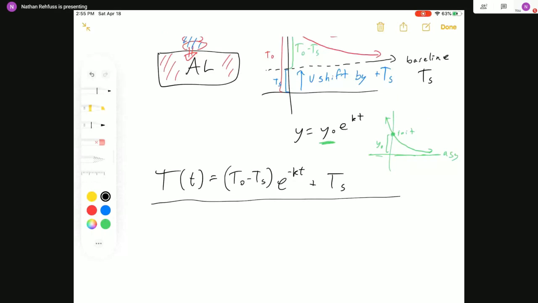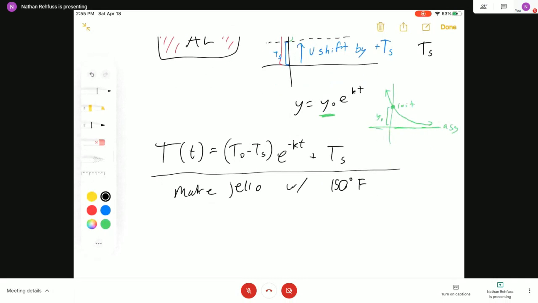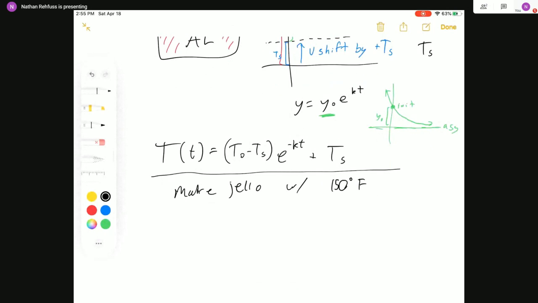Your recipe for Jello calls for 150 degree Fahrenheit water. That's how hot you have to mix the powder in to get everything to mix nicely. So we're going to pour the Jello powder into our big bowl of water, stir it all together. It's going to start out at 150 degrees. Now you've got a party that you're bringing these Jello shots to, and the party starts in 2 hours. We want to know, are we going to be late?